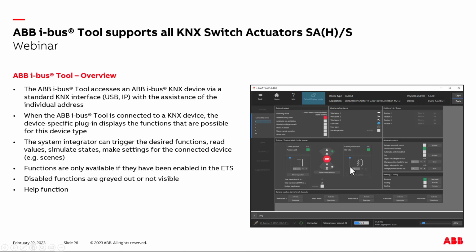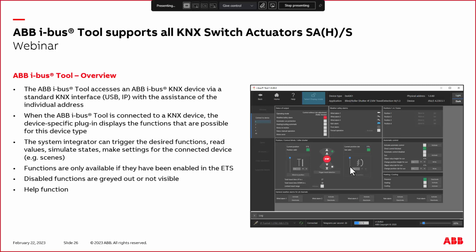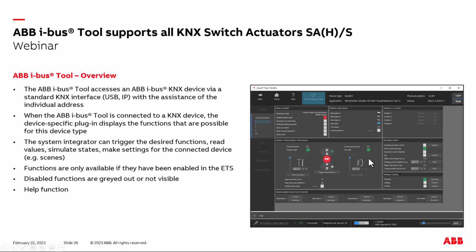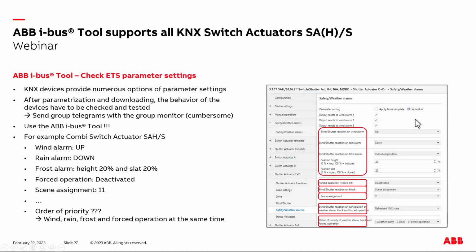If you use the group monitor for testing, you can do it also. You can send telegrams, you can read out telegrams, but here in the iBus tool, you can do it much easier. It really helps you and makes life easier. Good. Functions which are not enabled in the ETS, like here, for example, they are gray shaded, and then of course you cannot test them.